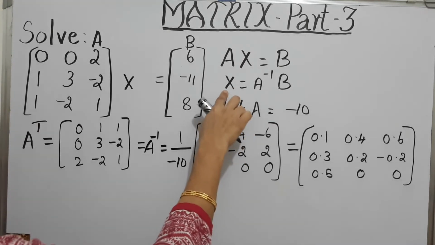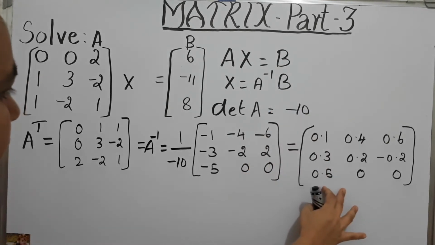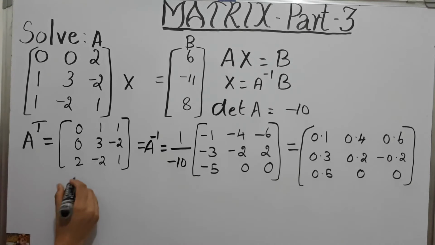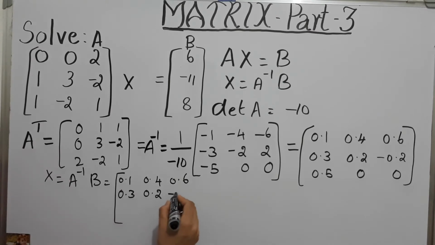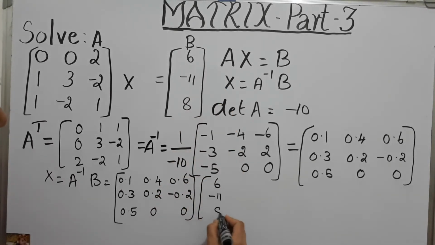Okay, to find the value of x, you have to multiply A inverse by B. So now you have to multiply this matrix by B. B matrix is 6, minus 11, 8. So x is equal to A inverse times B. So now you have to multiply this matrix, 0.1, 0.4, 0.6, 0.3, 0.2, minus 0.2, and 0.5, 0, 0, by 6, minus 11, 8. Okay, so now you are multiplying A inverse by B.